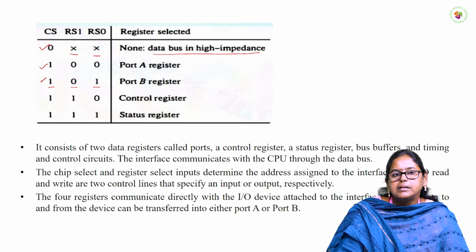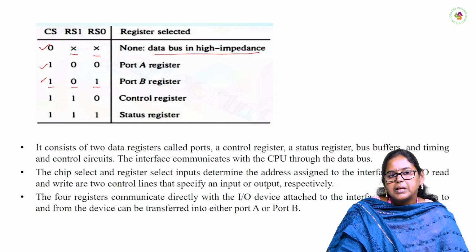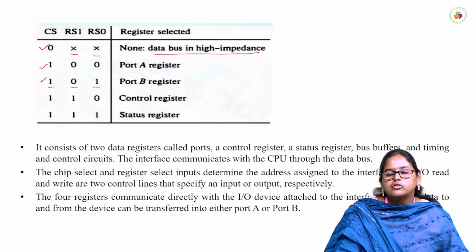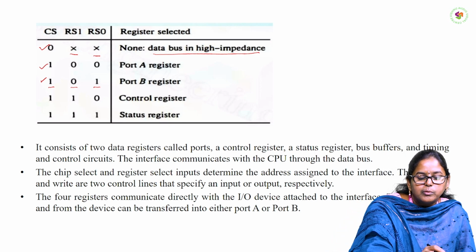Then it transfers the data through the bidirectional data bus from there to the bus buffers, and from there to the port B register, so that it can be put out to any of the output devices there. So it will select the port B register.